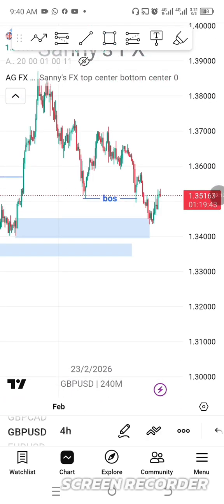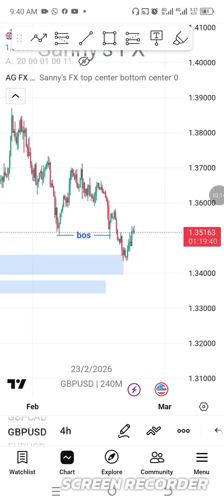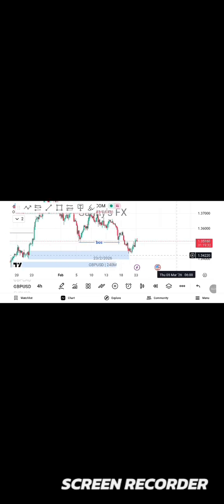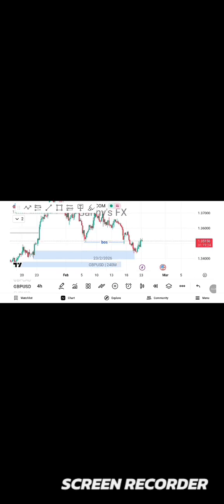Now let me quickly show you the reason why I took this trade. So now let's go down to the main analysis here. Now we have a bearish market internally, right? And we came to mitigate this higher time frame point of interest. So now let's go down to the 15-minute time frame.